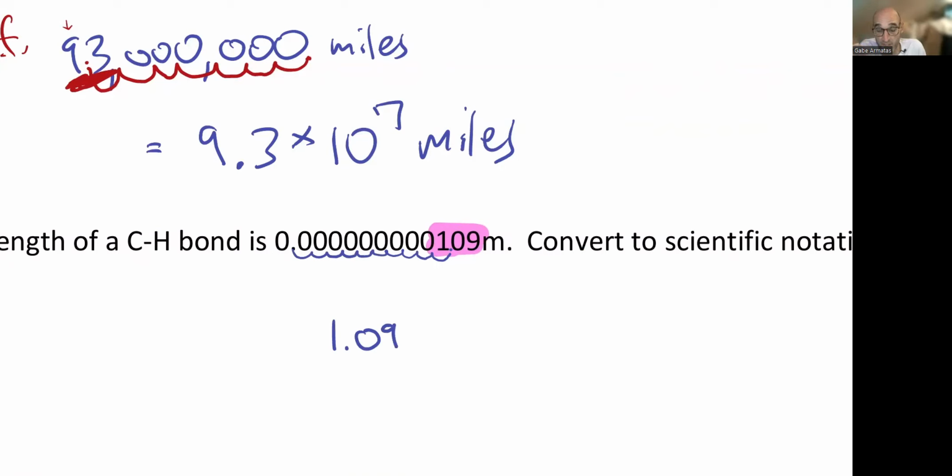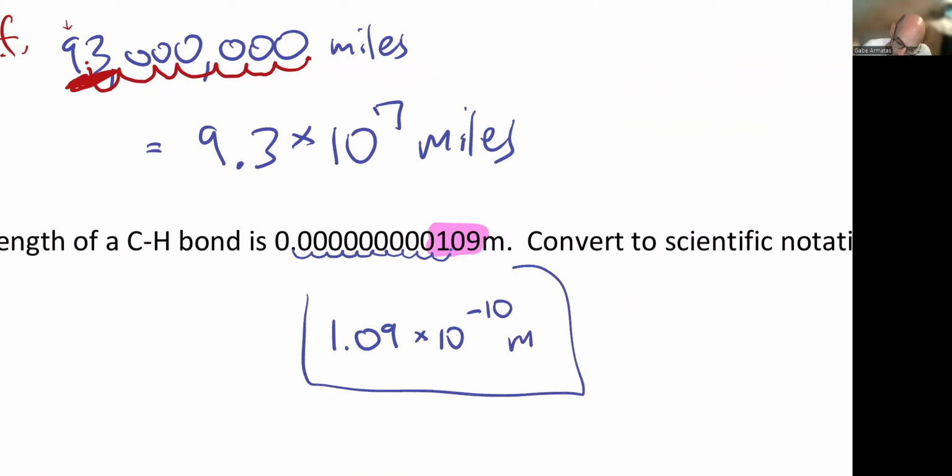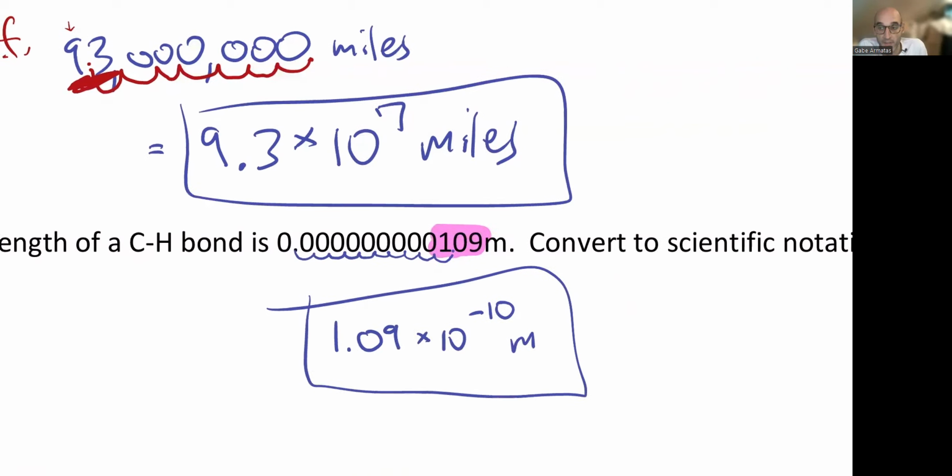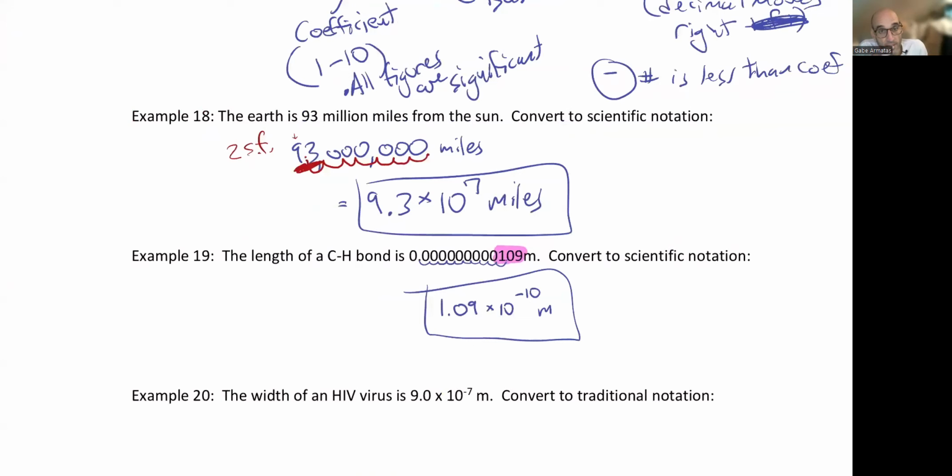So I have 3 sig figs in my number, and I have 3 sig figs in my scientific notation, times 10 to the negative 10 meters. It's negative because the number is smaller than the coefficient, right? So there we go. We have our answer for the length of the CH bond in scientific notation.